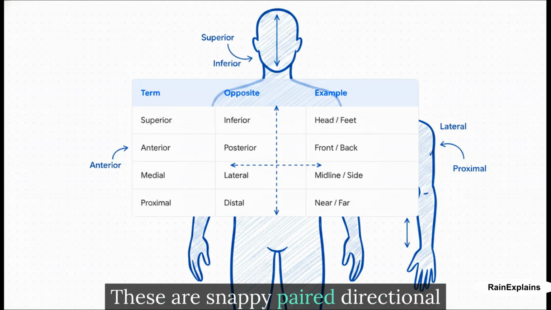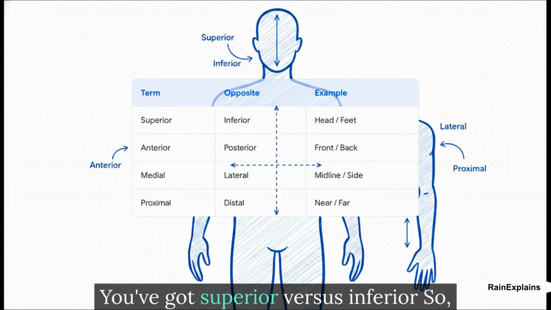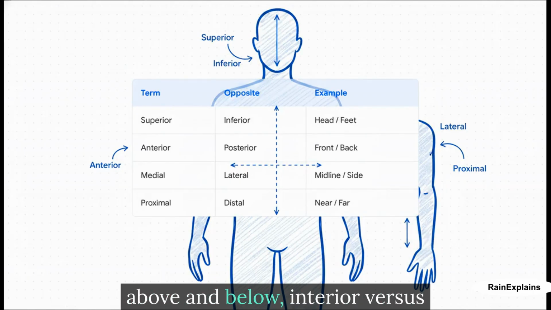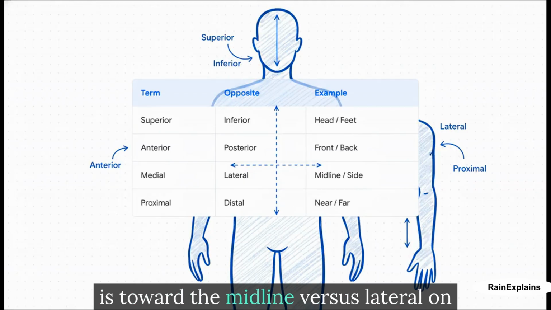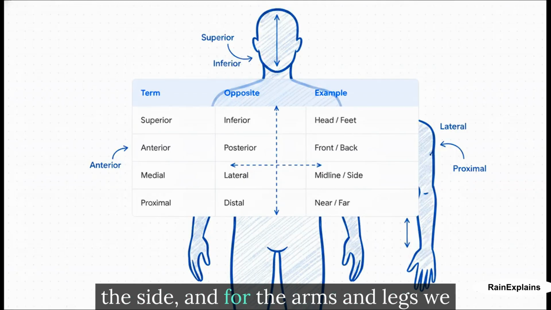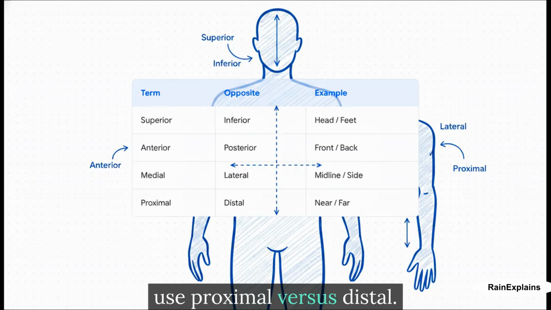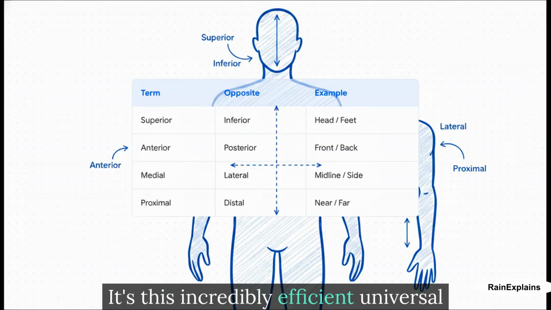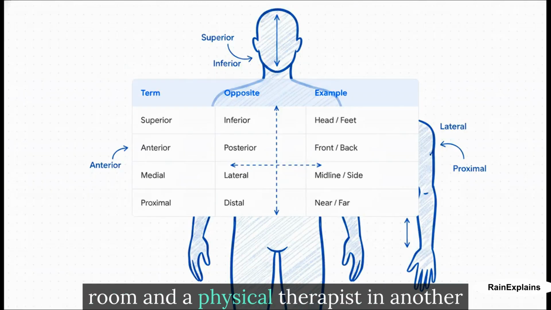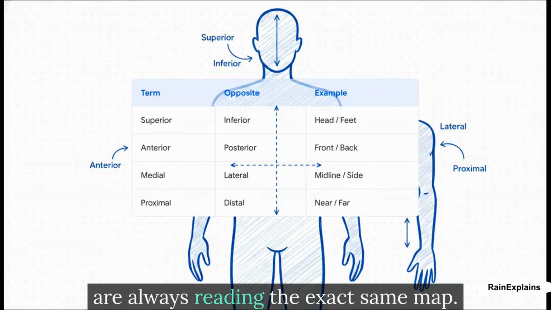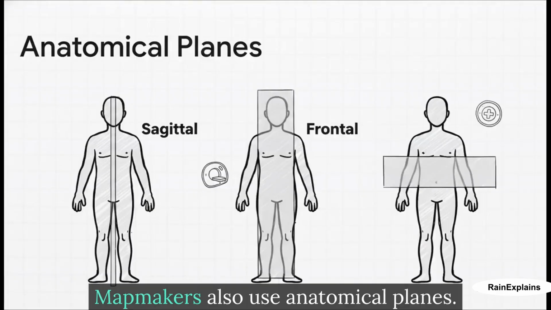And from that true north, we get our clinical coordinates. These are snappy, paired directional terms. You've got superior versus inferior, so above and below, anterior versus posterior, front and back, medial, which is toward the midline, versus lateral, on the side, and for the arms and legs, we use proximal versus distal. It's this incredibly efficient, universal vocabulary. It guarantees that a surgeon in one room and a physical therapist in another are always reading the exact same map.